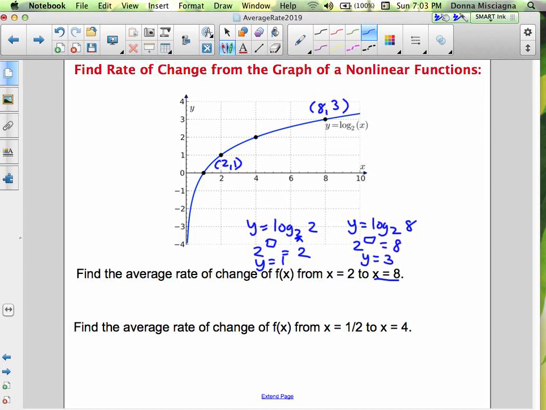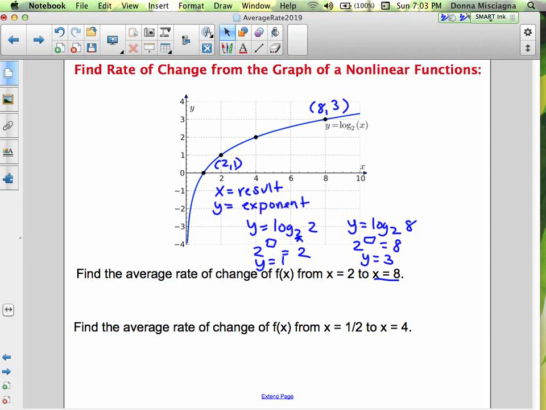So if you didn't have the graph, that's okay. You could still evaluate given the equation and the x values, because remember, y is the exponent. You have to raise the base 2 to get some result. So the x equals the result, and y is the exponent.